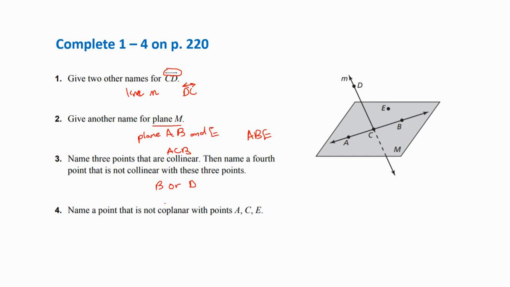Name a point that is not coplanar with A, C, and E. You should have said point D. Okay, moving on.